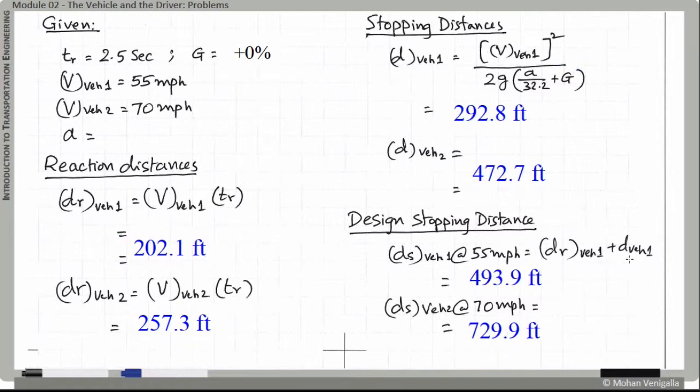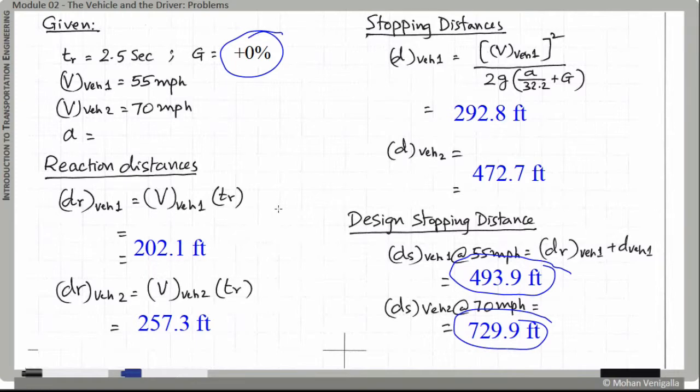Now let's do the flat one. Exactly the same phenomenon. As you would guess, it will be somewhere in between, which is the case. We have the stopping sight distance for 55 miles per hour as 493.9, and for 70 miles per hour it's 729.9. So the grade in this case is 0%, or it's a flat surface.